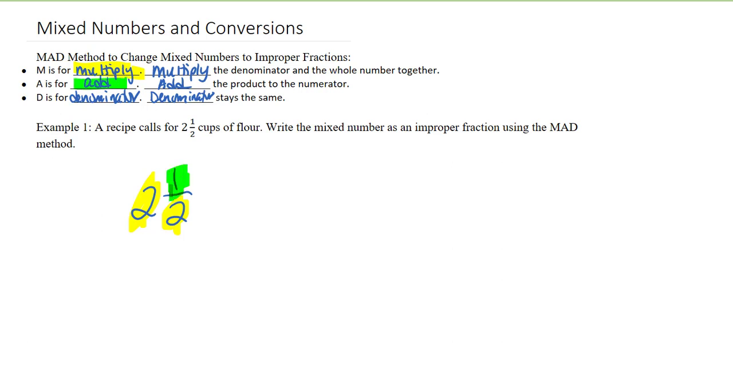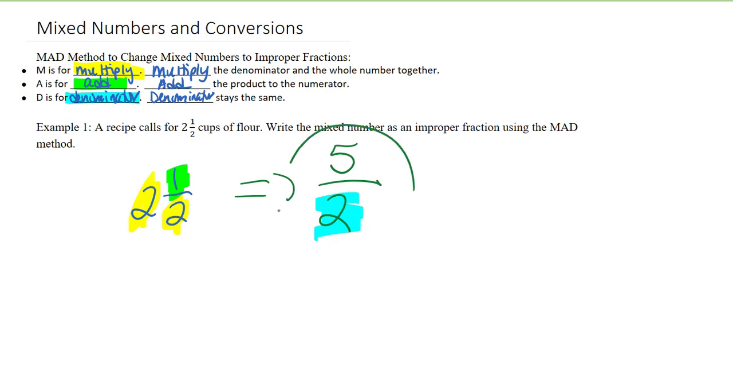So we're adding the numerator. So we add the product. So that was 2 times 2, so that's 4, to the numerator, so that's 5. So that means we're going to put 5 on the top, and we're going to keep the denominator the same, right? So denominator, this is staying the same. So this is our solution, 5/2.